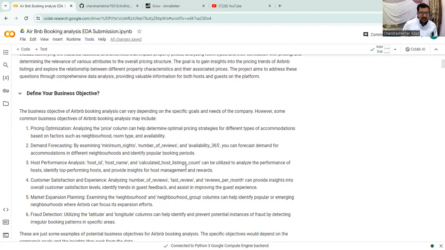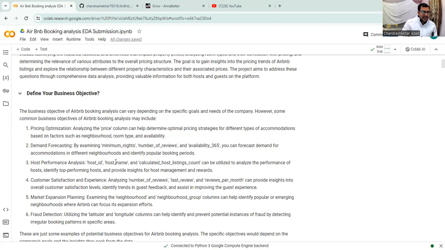The business objective of Airbnb booking analysis can vary depending on the specific goal and needs of the company. However, some common business objectives of Airbnb booking analysis may include price optimization. Analyzing the price column can help determine optimal pricing strategy for different types of accommodation based on factors such as neighborhood, room type, and availability.